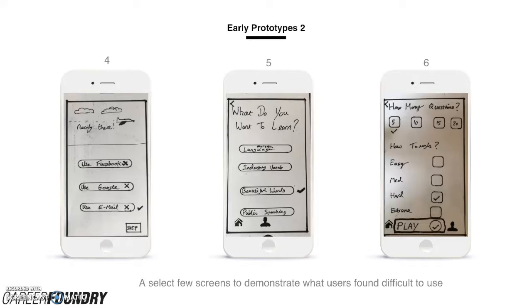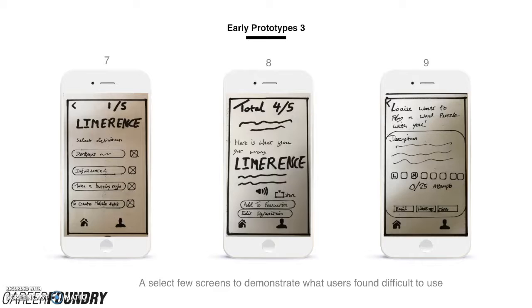So foreign languages or industry vocabulary specifically. Beautiful words was an early idea which we've decided to come away from. And then 6 is how many questions. Again, this is giving the user the option to choose how long they want the game to be, 5, 10, 15, 20, how hard they want it to be, and then very obvious at the bottom, play.